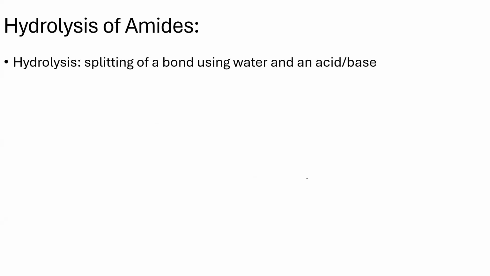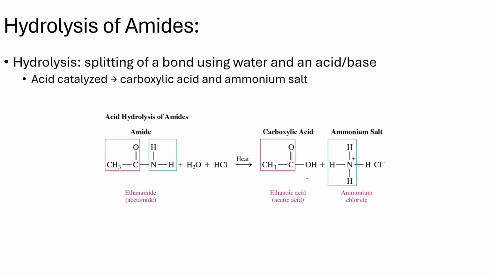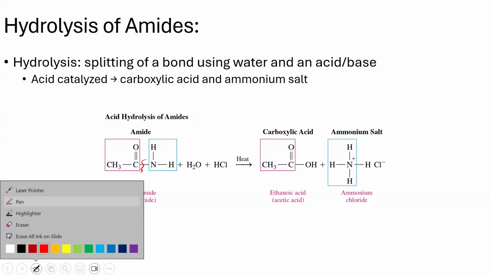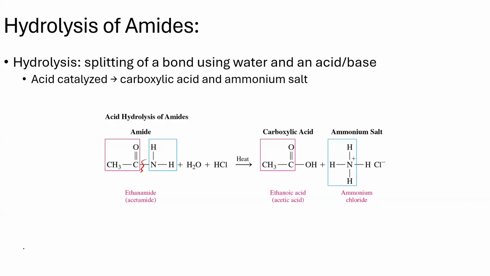So what is hydrolysis? Hydrolysis is the splitting of a bond using water and an acid or a base. When we use an acid, the bond that we're breaking is this carbon-nitrogen single bond, and we're going to reform our carboxylic acid, and we're going to form an ammonium salt. So basically, you're breaking that bond, you're adding the OH part back for the carboxylic acid, and then you're adding two H's to your amine group to form your ammonium salt.